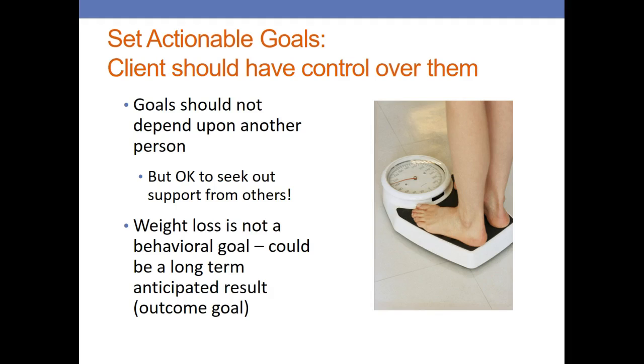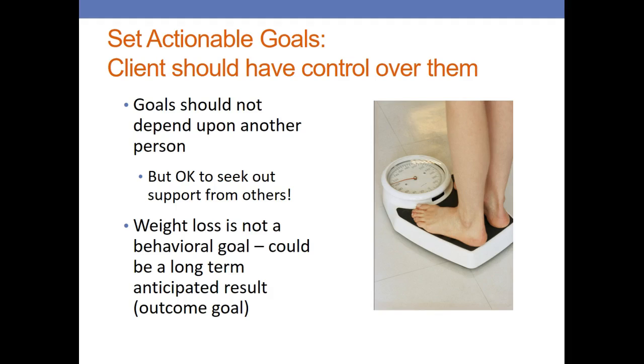So for instance, it's not an appropriate goal. It's not actionable for the client to say, my friend is going to call me once a week and remind me to work out. Okay, that's not within the client's control. But an appropriate goal would be, I'm going to set a weekly workout date with my best friend. Okay, so that is something the client has control over, and so the client is going to follow through on that behavior.